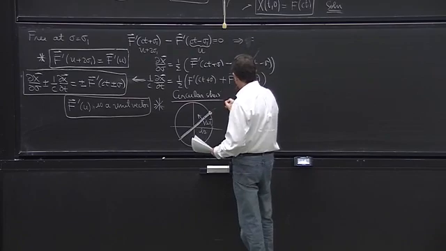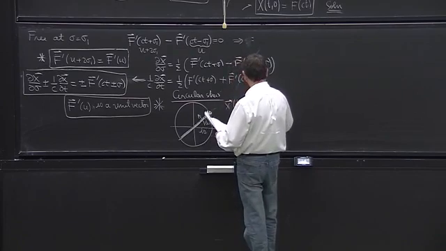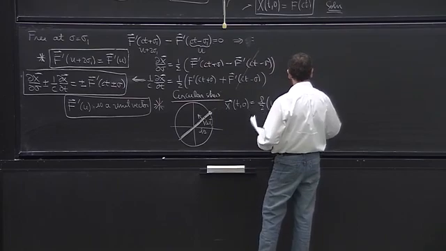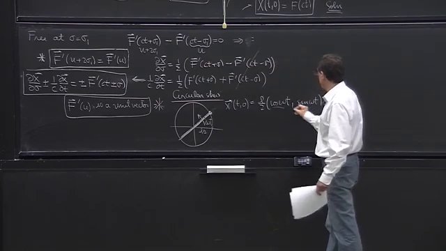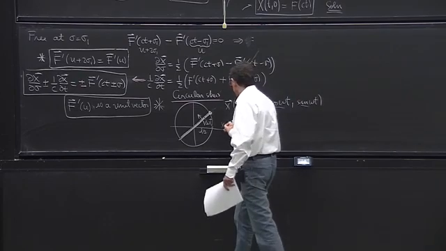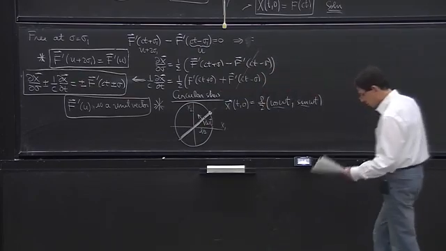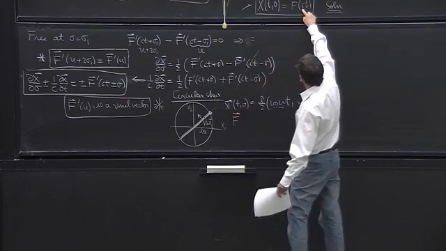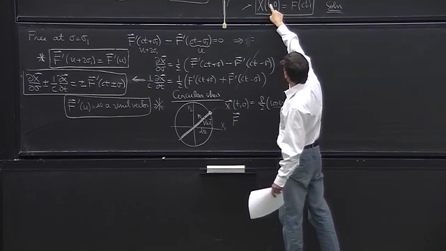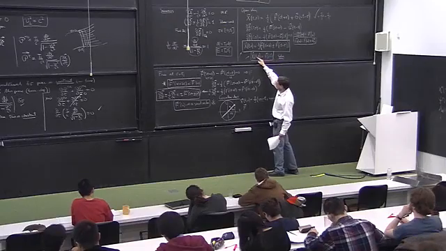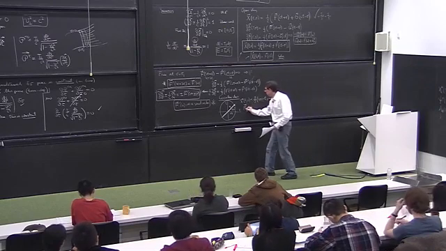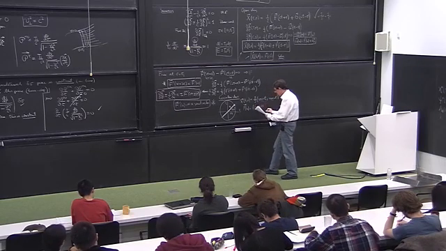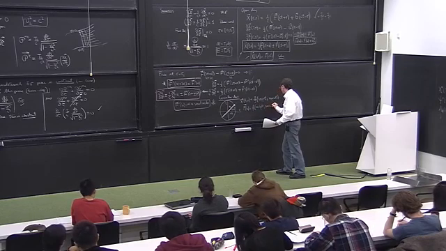Let's write it. X vector of t is going to be L over 2 cosine omega t, comma, sine omega t. There's two coordinates involved, x1 and x2. So what is f from here? F, you basically read f of u is equal to x at the time u over c. If you put u here, t is u over c. So f of u is L over 2 cosine omega u over c, sine omega u over c.